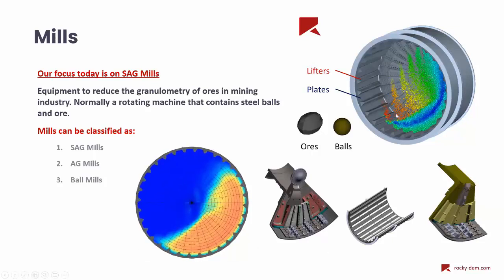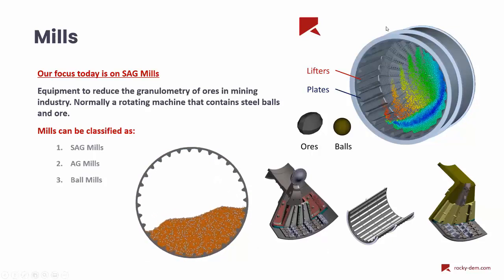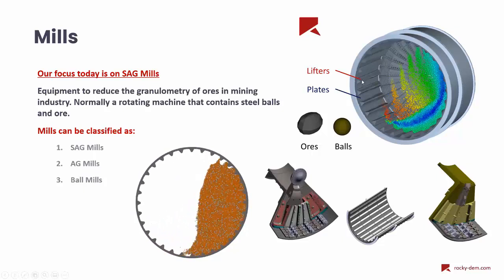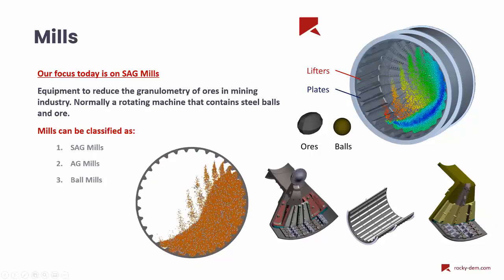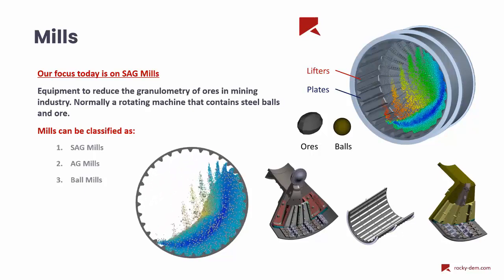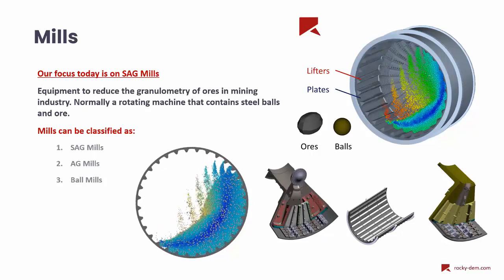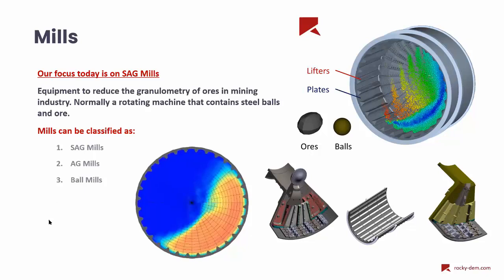This is the geometry of the mill, where we can see the lifters and the plates. As the mill operation is normally constant, it is not feasible to perform a comprehensive experimental design. So, Rocky has proven to be very helpful in such cases by enabling increased process insight and also evaluation of a large number of possible solutions.